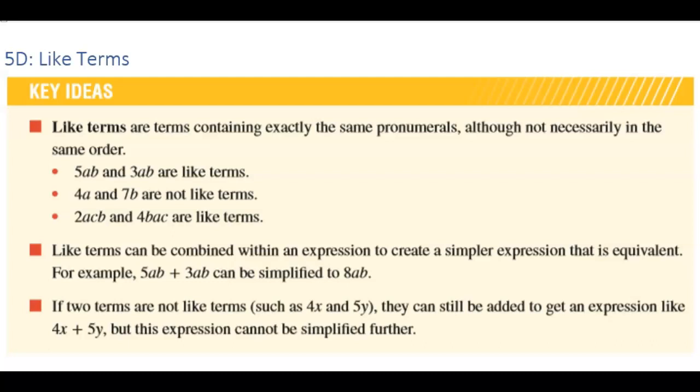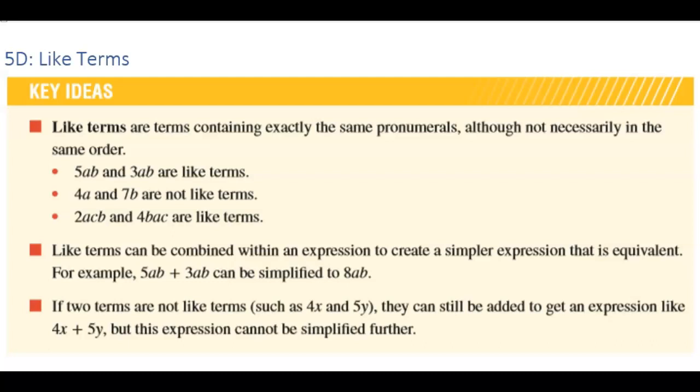In these examples, 5AB and 3AB are like terms because their pronumeral part, the AB, is the same. The second example, 4A and 7B, are not like terms because in 4A the pronumeral part is A, and in 7B the pronumeral part is B. So they're not the same. If you think of them as juices, apple juice is not the same as banana juice.